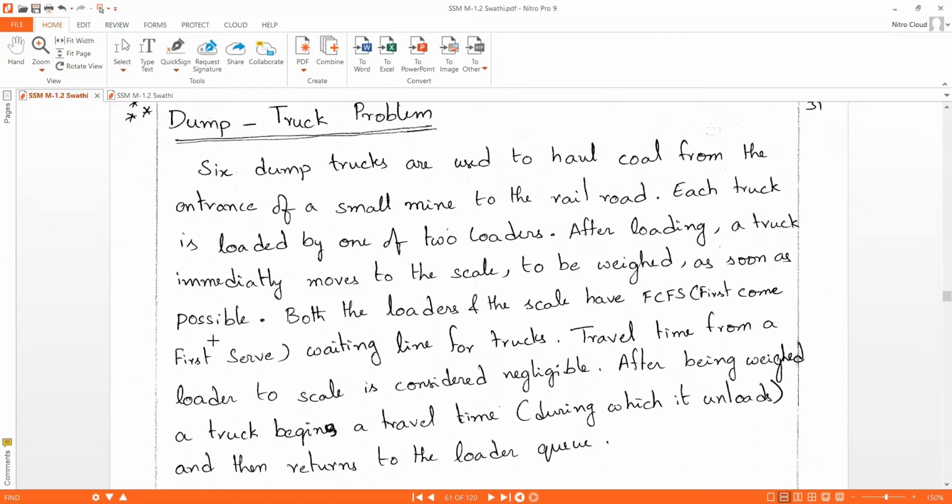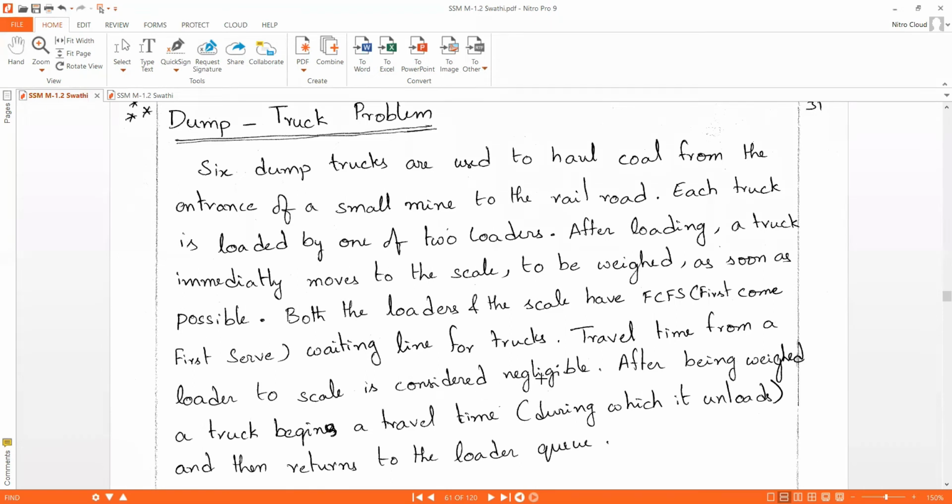After that, both the loaders and the scale have first come first serve waiting lines for the trucks. Whichever truck comes first will get loaded by the loader, and whichever truck comes to the scale first will get weighed first, because both the loaders and the scale follow first come first serve.